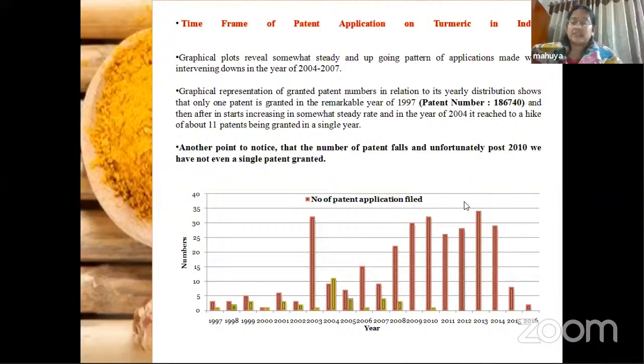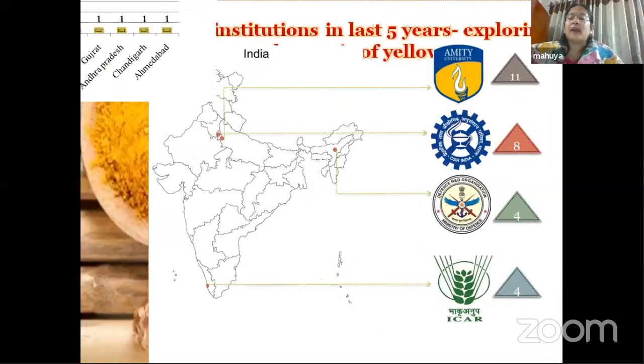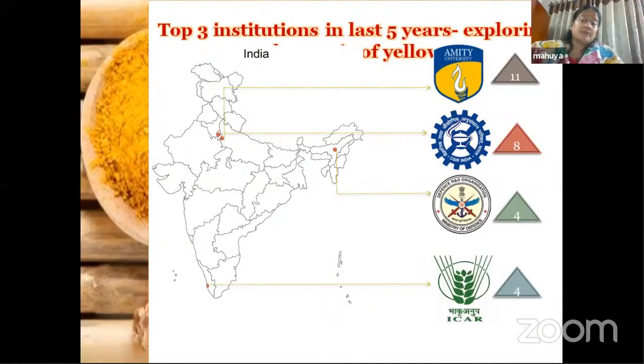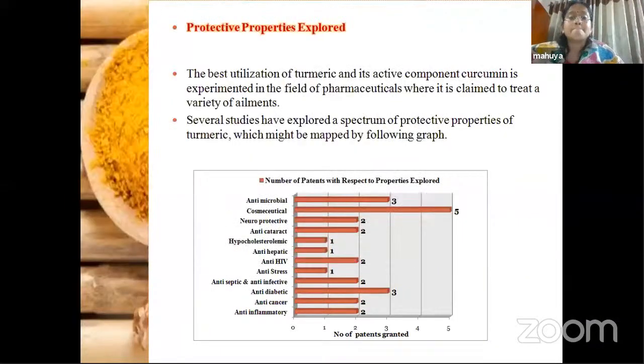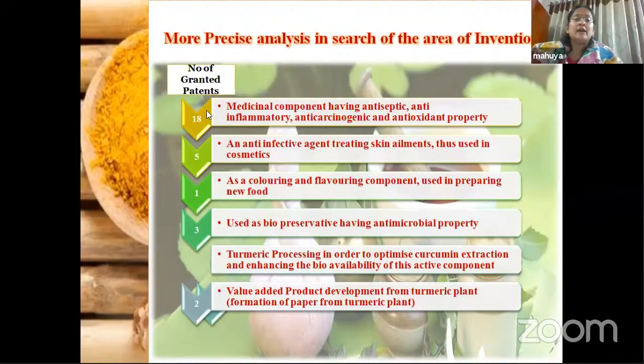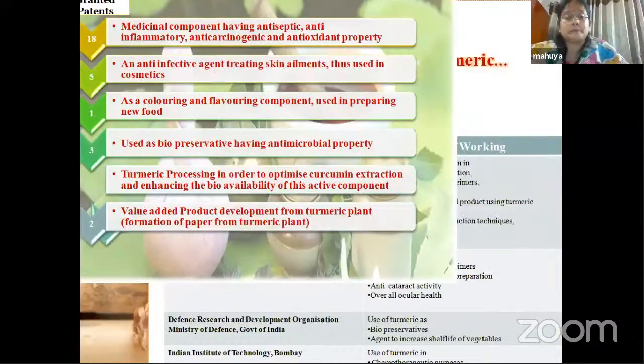These are the number of patent applications filed. The interesting fact is that the highest number of patents was filed by a private university, Amity University. And in Kolkata, only one patent was granted, and that is from Jadavpur University. These are the fields where most of the research is working: medical components having antiseptic, anti-inflammatory, anti-carcinogenic, and antioxidant property, and 18 patents were granted. So these are the major areas where most research on turmeric is happening.